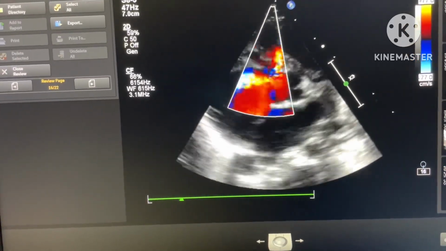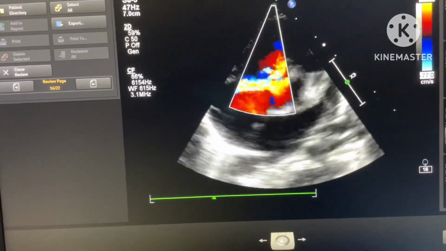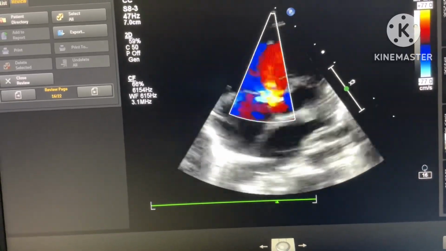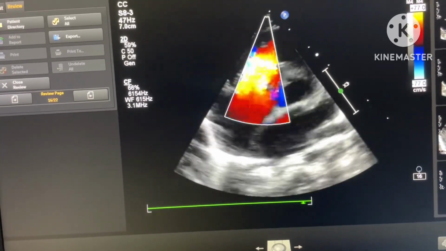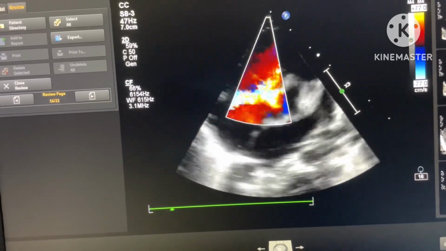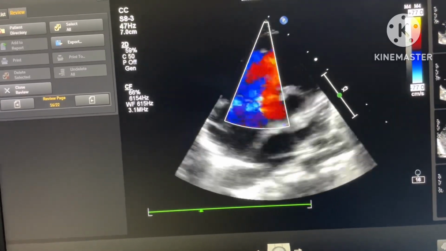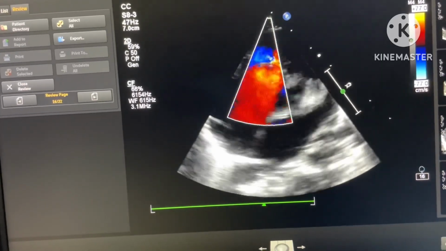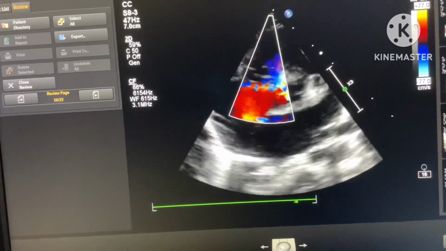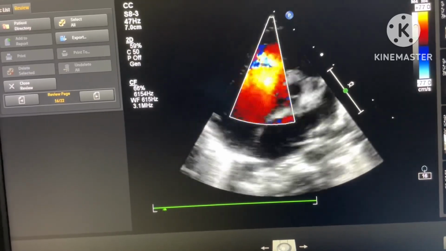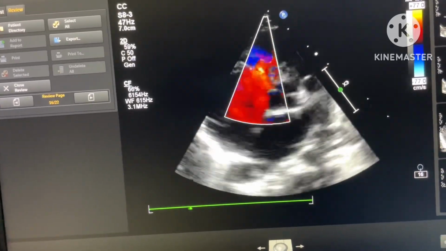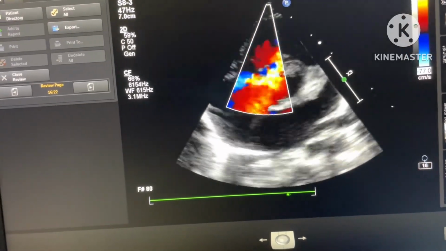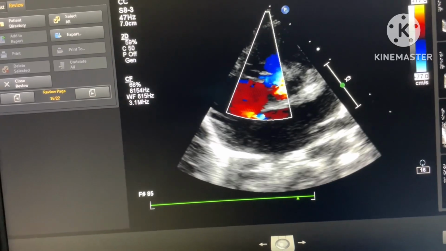Differential diagnosis in this case could be coronary artery to right atrium fistula. But when there is this fistula, flow is continuous. That means present both in systole and in diastole. But in this case, flow is not present throughout the cardiac cycle. There is no flow here and flow there.